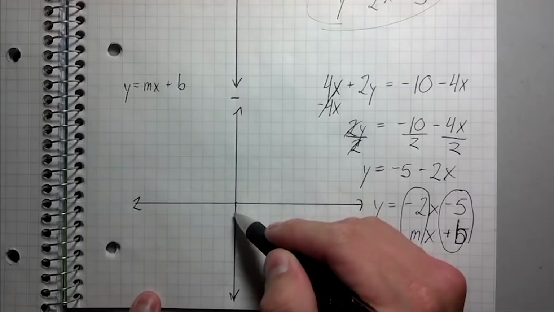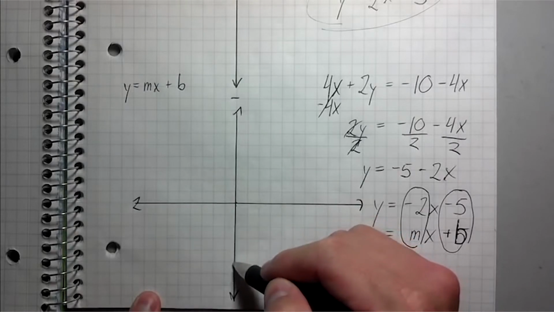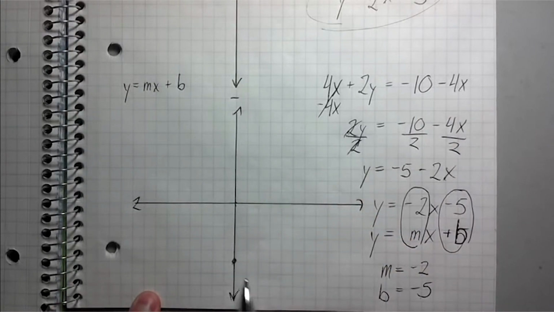I'm going to count downward by 5. 1, 2, 3, 4, 5. Then I'm going to dot. The reason I counted downward is because this was a -5. Remember last time on the first one it was positive, I counted upward. This one it's negative, so I'm counting downward. Okay, so this is my y-intercept.